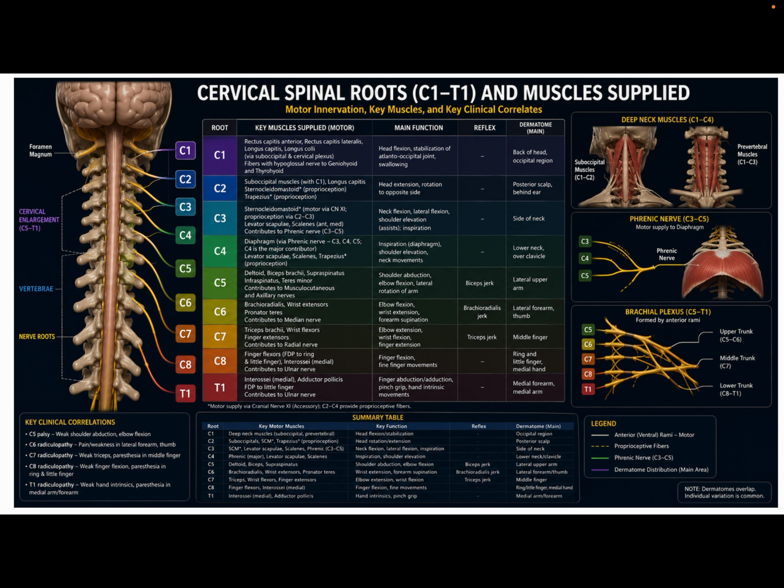So the key take-home messages include: C1 to C4 primarily supply the neck muscles and diaphragm. C5 to T1 form the brachial plexus and innervate the upper limb. Each cervical root has a characteristic muscle action, dermatome and reflex. This is useful for localizing the neurological lesion. Understanding motor deficits, sensory changes and reflex abnormalities is essential for diagnosing cervical radiculopathy.